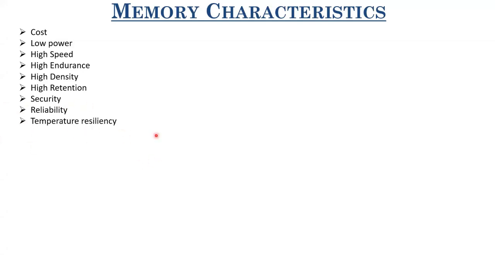Then temperature resiliency. This is another very important point. Why I'm talking about temperature resiliency is that the typical operating temperature in your CPUs is not exactly 300 Kelvin. It's not room temperature. Typical operating temperatures may be 60 degrees, 80 degrees, depending on the application.